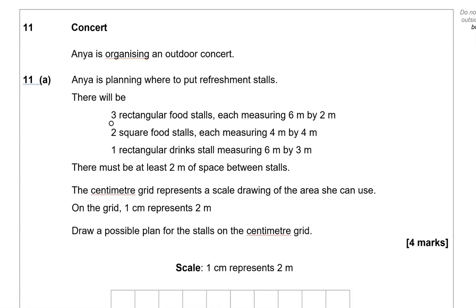The centimeter grid represents a scale drawing of the area she can use. On the grid, 1 centimeter represents 2 meters. Draw a possible plan for the stalls on the centimeter grid.